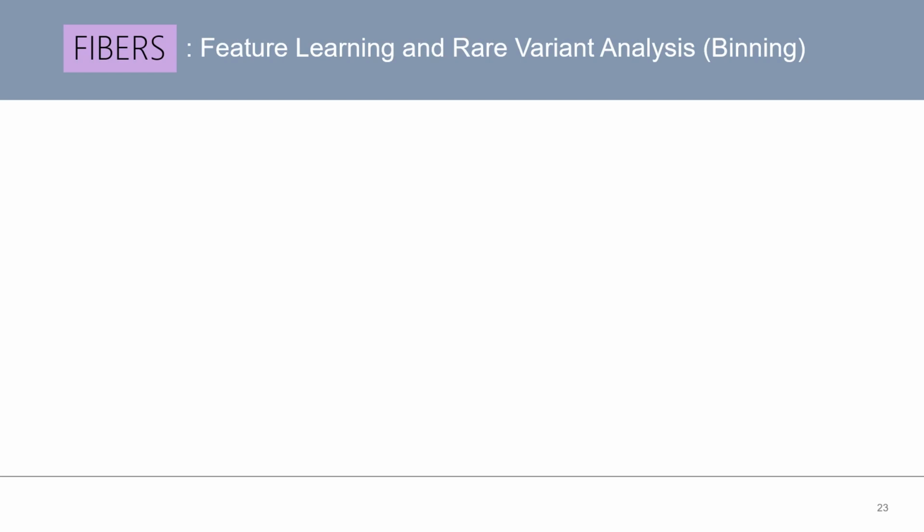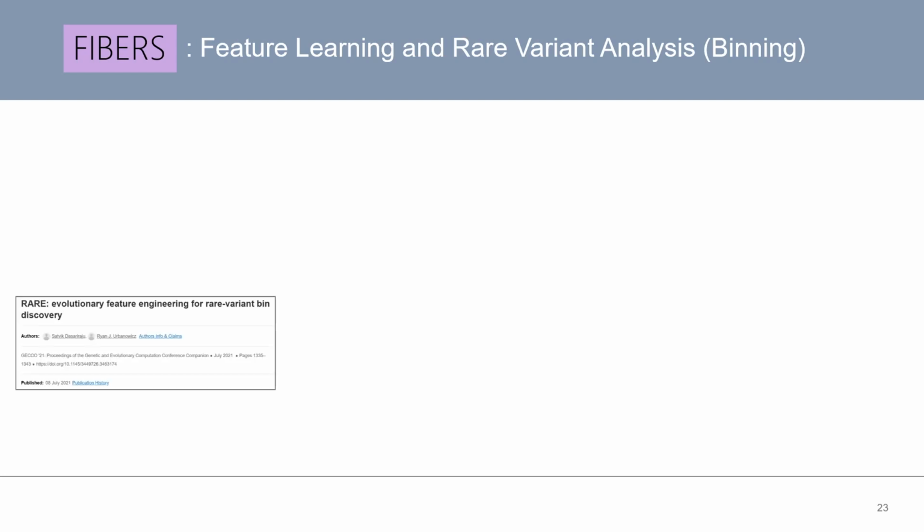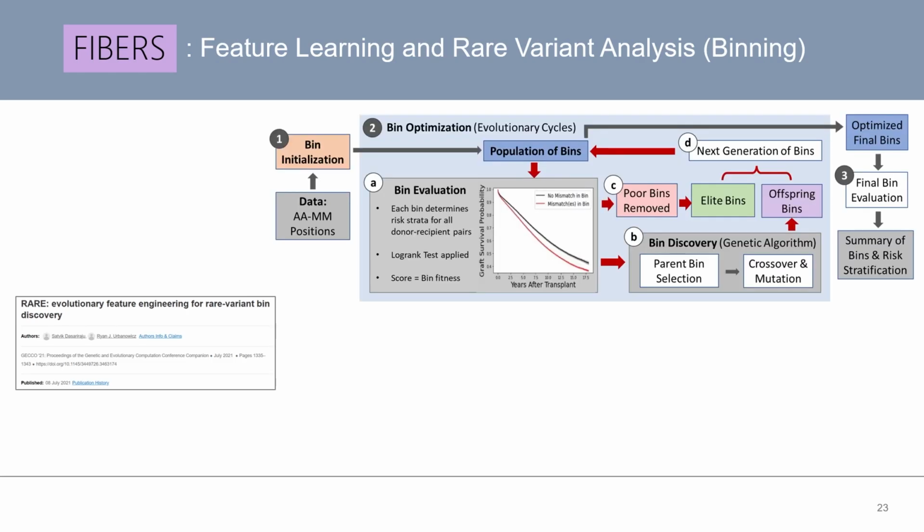And the last piece of software we'll take a closer look at is Fibers, which focuses on feature learning and rare variant analysis using binning. The Fibers algorithm is an immediate descendant of the RARE algorithm we previously developed. RARE was designed to identify bins of features that together improve the association with some binary outcome. Fibers expands on this idea and adapts it to survival data, where we have some time to event of interest. In Fibers, bins are discovered and evaluated such that they maximize the difference in survival curves of the risk groups defined by the bin itself.